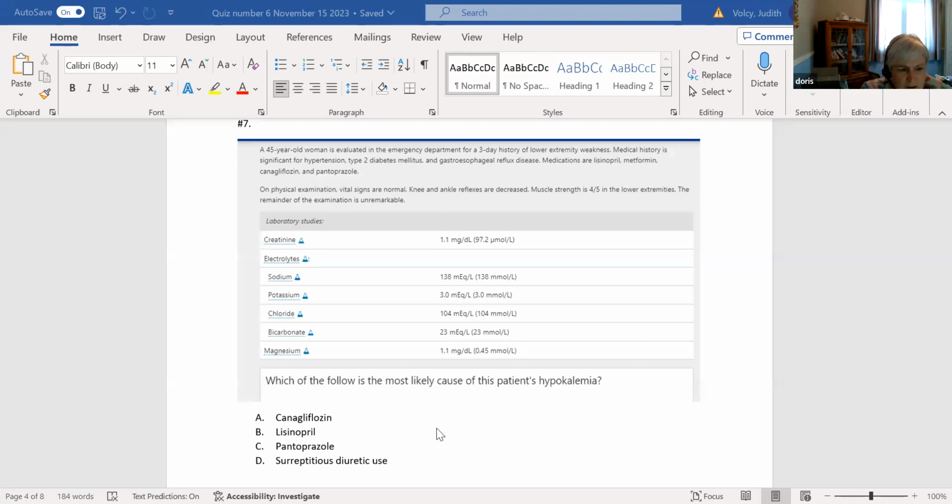Okay, what was it that pantoprazole would cause on the long term? It was low magnesium. Okay.